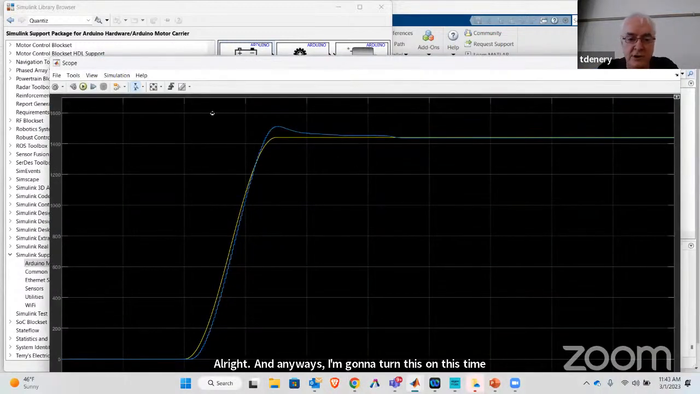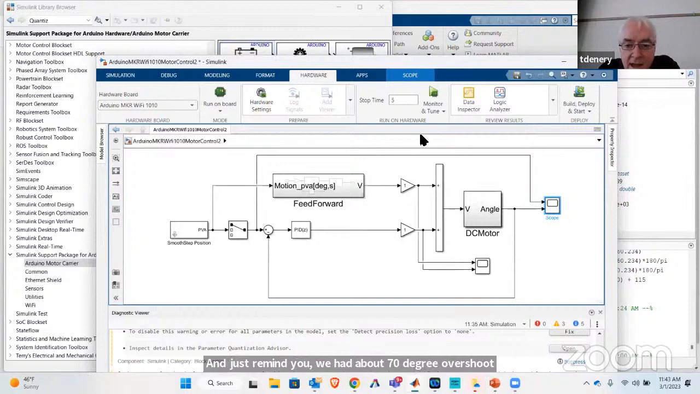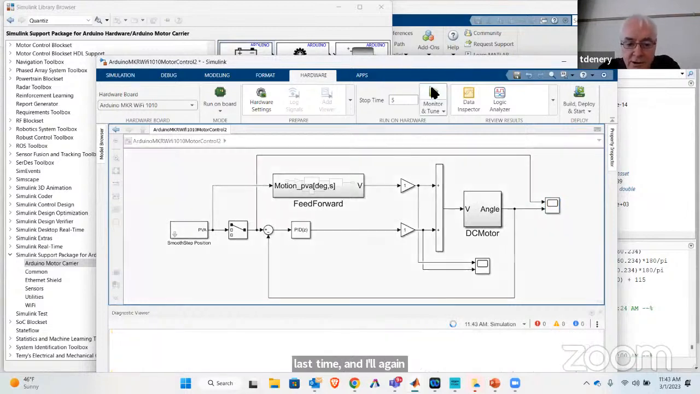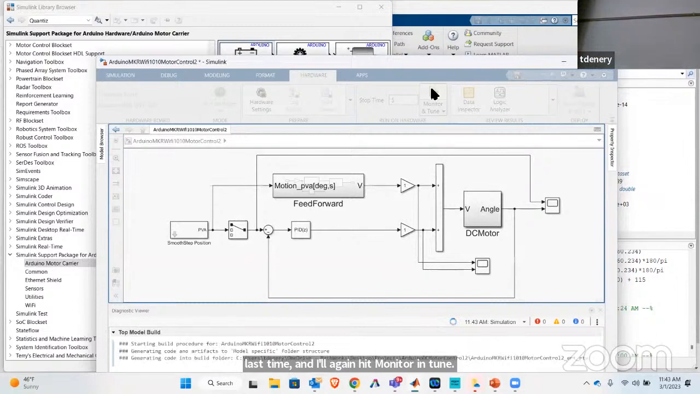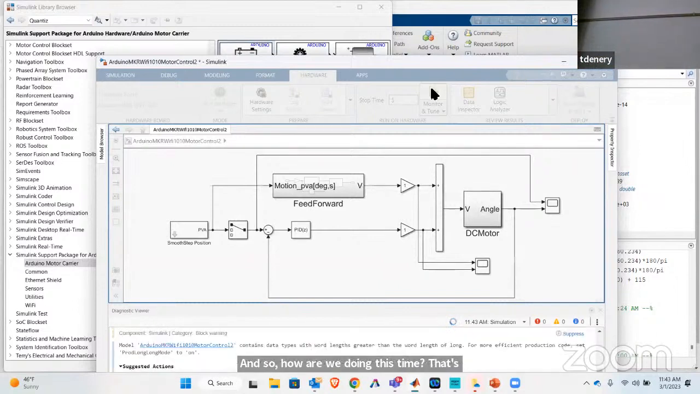Just to remind you, we had about 70-degree overshoot last time. And I'll again hit monitor and tune. And so let's see how we're doing this time. So that's the motor right there. I'm not sure if you see my little piece of tape that's on there, but hopefully we'll see a little bit of indication.